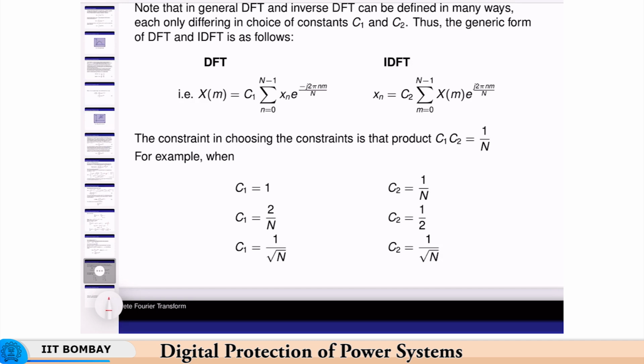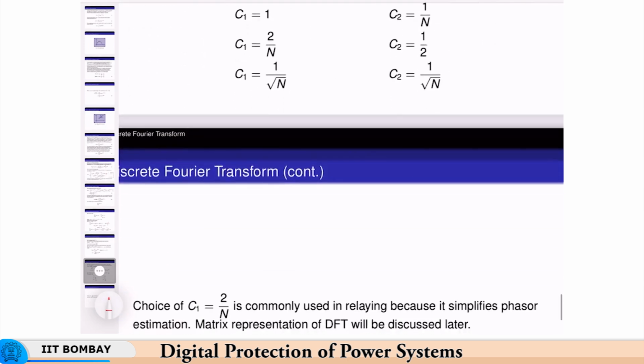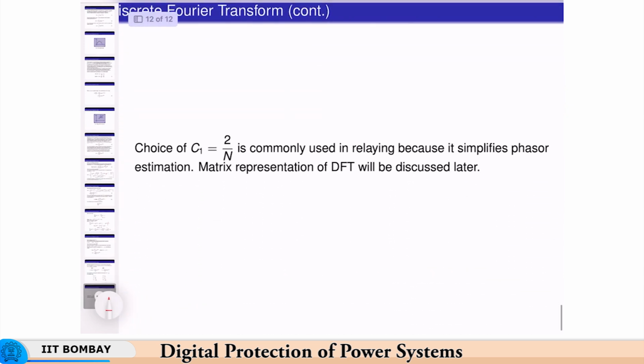The only thing to keep in mind is, for us the constant C1 for the DFT that we will use is 2 by n. Okay, so that is what is mentioned here.